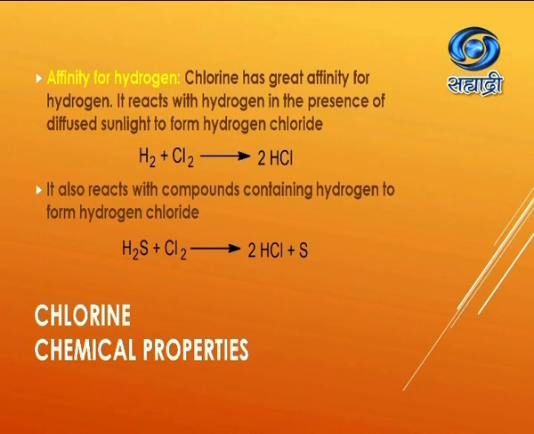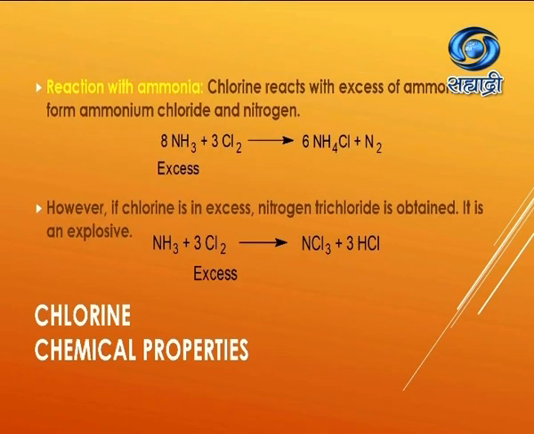So here is the reaction of chlorine gas with hydrogen sulfide. H2S plus Cl2 gives 2HCl plus S. Then reaction with ammonia. Chlorine reacts with excess of ammonia to form ammonium chloride and nitrogen. So 8NH3 plus 3Cl2 gives 6NH4Cl plus N2.